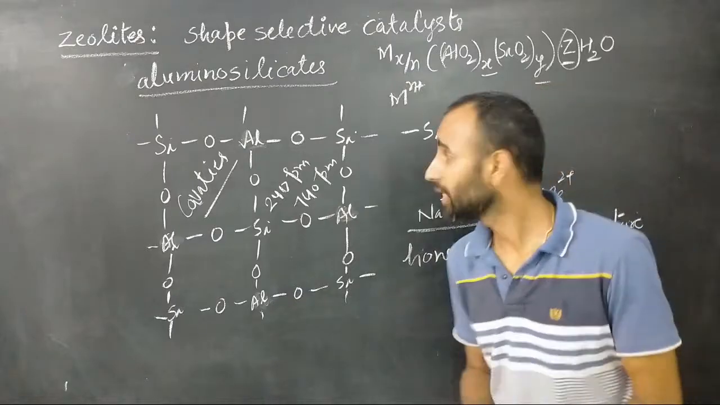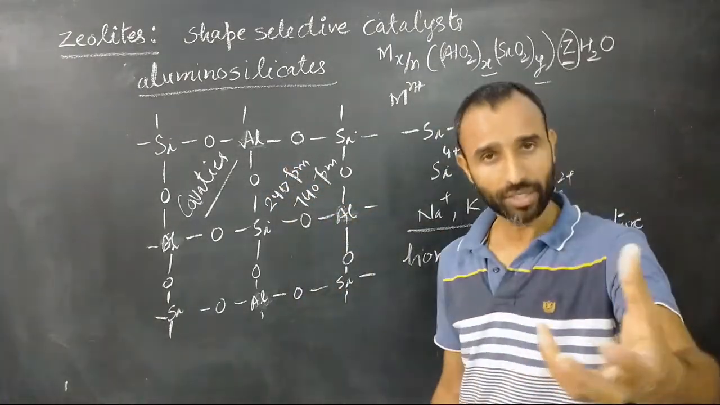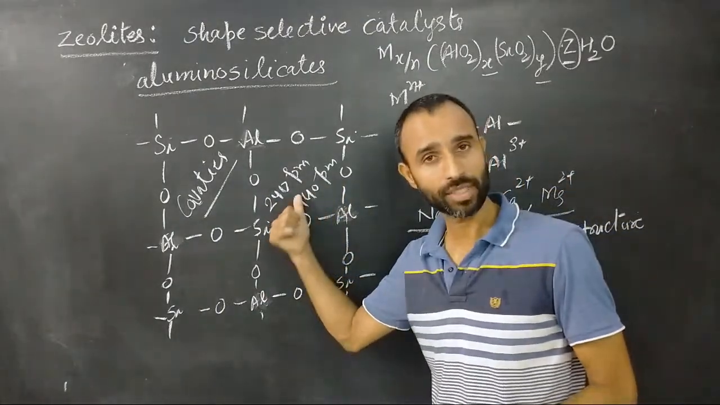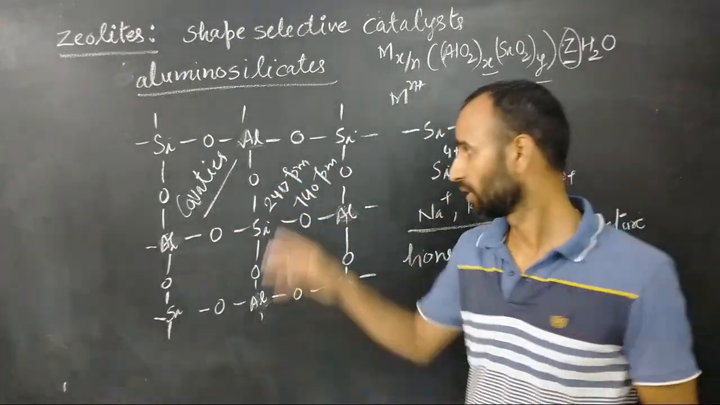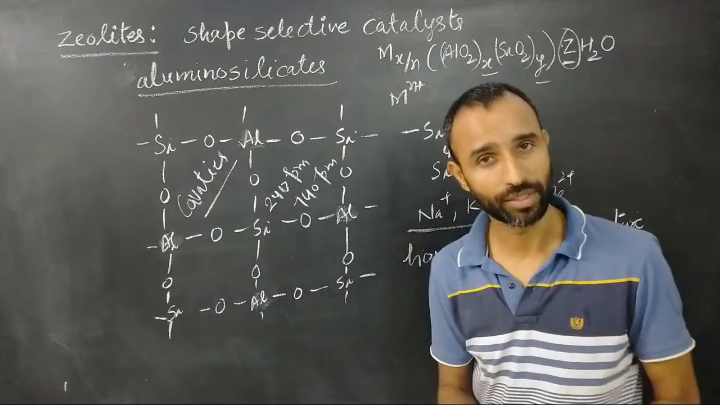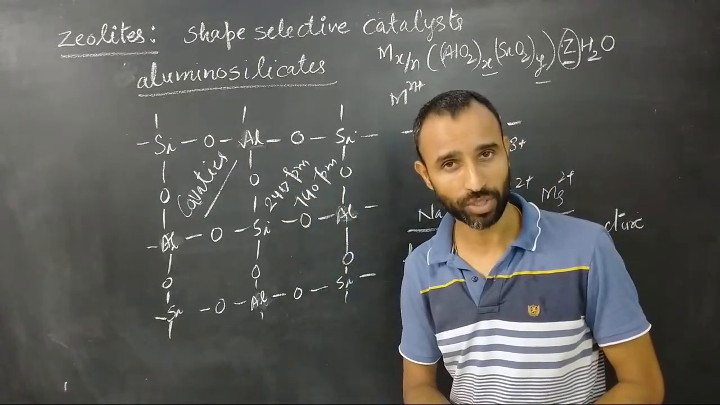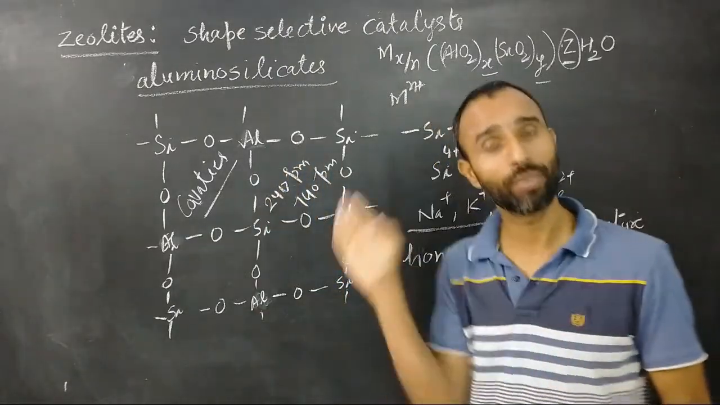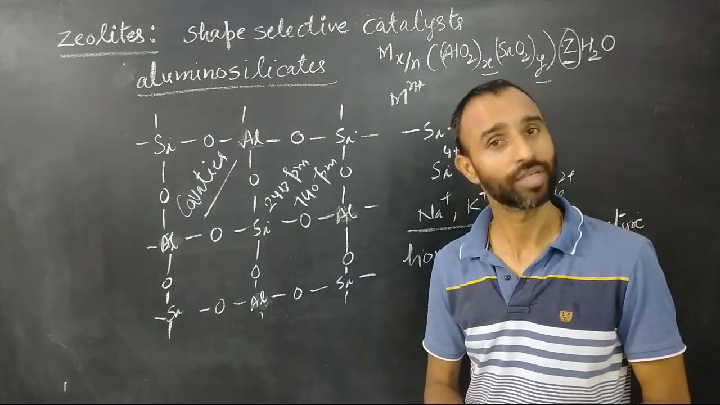Okay, and in these cavities a reactant which is small enough to enter this cavity and can easily leave this cavity can be accommodated. If size of the reactant molecule is bigger than this cavity, then it cannot be entertained by the catalyst, right?